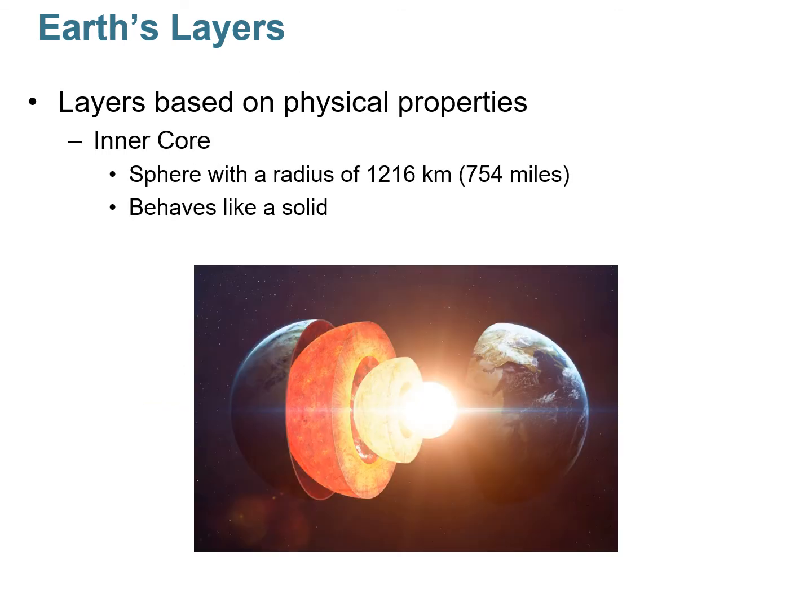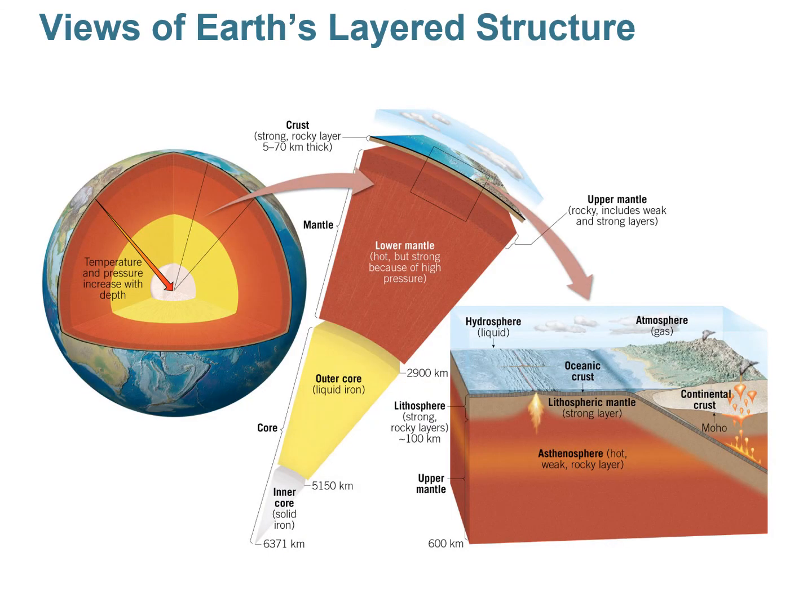All right, and then we have the inner core, and that is the only thing that's an actual sphere. It actually rotates independently of Earth's rotation. And it's a solid. It's 754 miles in diameter, and it's iron and nickel and has the highest density. So there you have it.